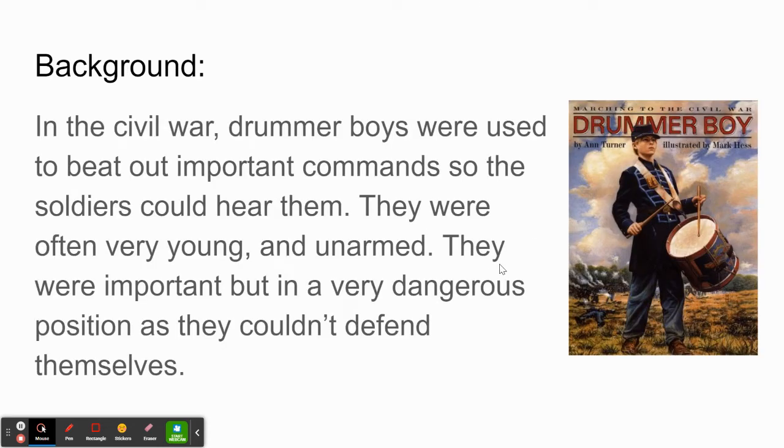So in the Civil War, the drummer boys were used to beat out important commands so the soldiers could hear them. Remember, they didn't have the technology then that they do today. So the drum was the best way to get the message across to all the soldiers. The drummer boys were often very young, as you'll see in this story. Joby, our drummer boy, is very young and unarmed. They weren't carrying around rifles with them. They were important because that's how they beat out the commands for the soldiers, but they were in a very dangerous position as they didn't have weapons to defend themselves.